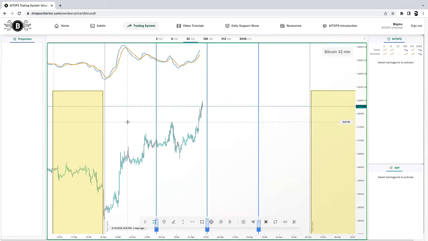And that will allow us to trade the trend.